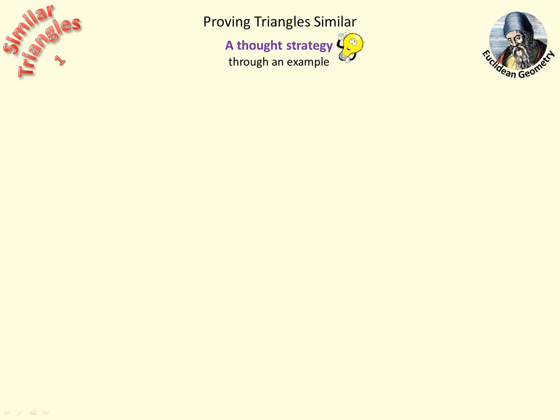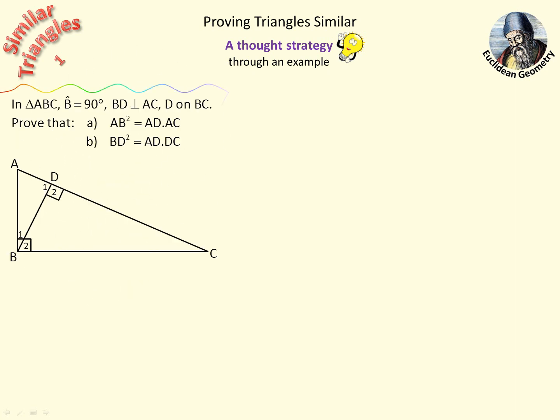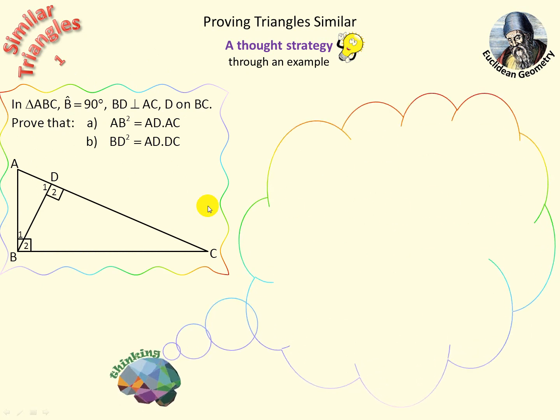Thought strategy. Let's do an example to give you a thought strategy. So there we are. We have perpendicular, perpendicular. Prove that AB squared equals AD times DC. Now, the one thought strategy is to say, well, if it's AB squared, then AB must be involved in both triangles. If it's BD squared, BD must be involved in both triangles. That's quite useful. But have a look at this thought strategy too.